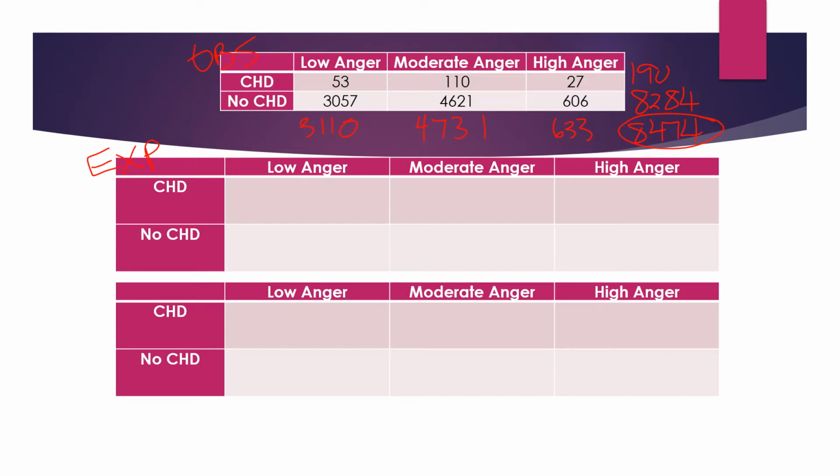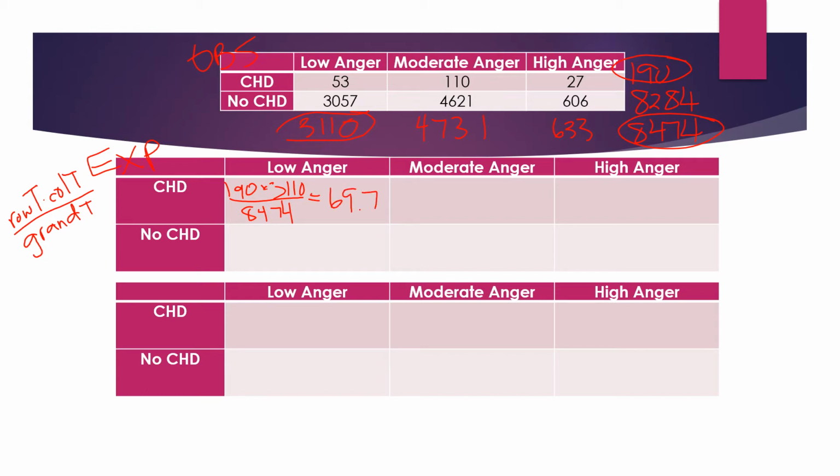Now that we have our totals, we can come down here and calculate our expected values. Remember from the previous slide, your expected value is your row total times your column total over your grand total. For this first cell, low anger with heart disease, my row total is 190, and the column total is 3,110, over the grand total 8,474. So I would expect 69.7 people to fall into that category.